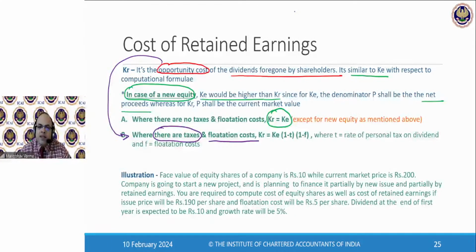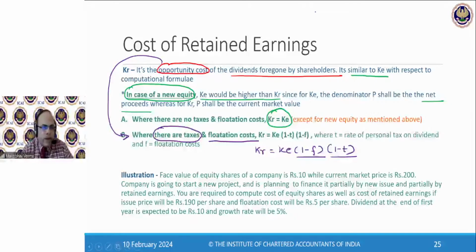What do you think? So if there is a flotation cost, we will say that KR is equal to KE multiplied by 1 minus F, where F is the flotation cost. And if there is tax as well, we will say 1 minus T. So we are talking about 1 minus F for the flotation cost, and 1 minus T as the tax impact.